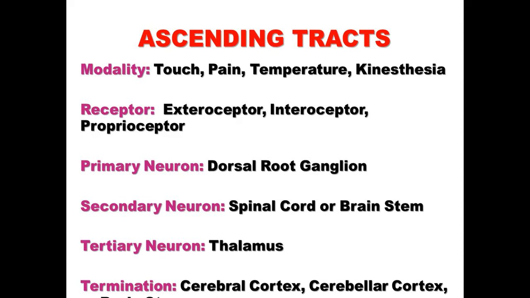In the case of proprioception and fine touch, they synapse on the same side in the nucleus gracilis and nucleus cuneatus in the medulla oblongata. So the cell bodies of the first order neurons of all the sensations are in the posterior root ganglion. The secondary neuron is in the spinal cord or in the brain stem, and the cell body of the third order neuron is in the thalamus. From the thalamus, the sensory fibers terminate in the cerebral cortex for conscious sensations. Some fibers enter the cerebellar cortex or brain stem.